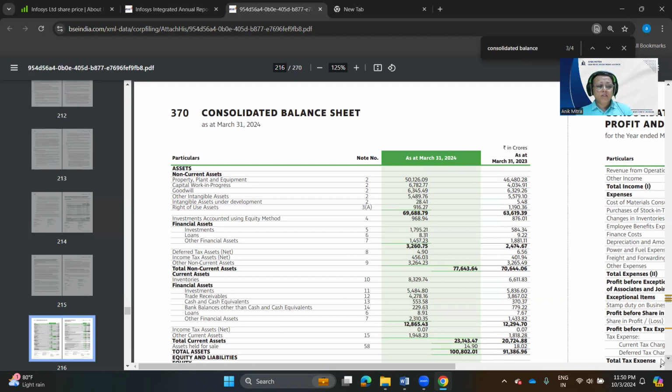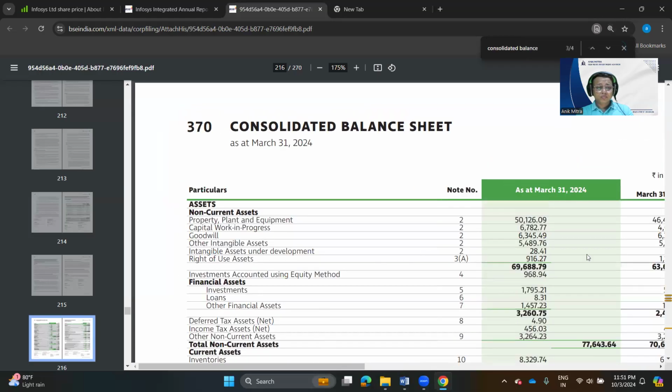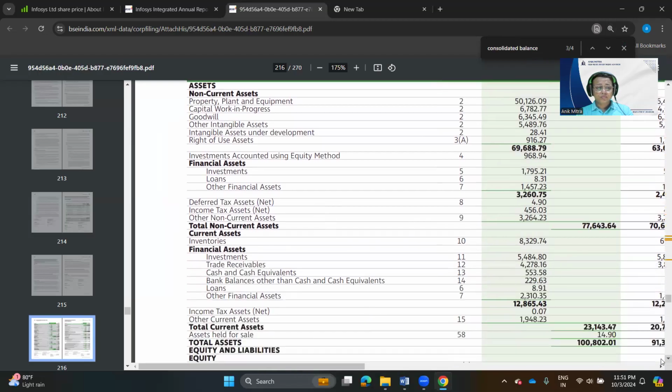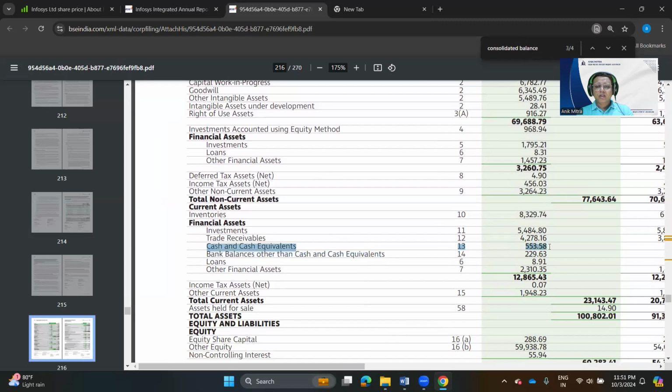And also, please note that cash and cash equivalent is a part of the short term or let's say current investment. So let me make it bigger. Here you can see cash and cash equivalent, that is 553 crore. On top of that, bank balance other than cash and cash equivalent is 229.6 crore. So in total, the company has cash of over 780, 784 crore. Besides this, it also has short term investments which it can liquidate anytime, right? So this is the structure of how the balance sheet of a company looks, the asset side.